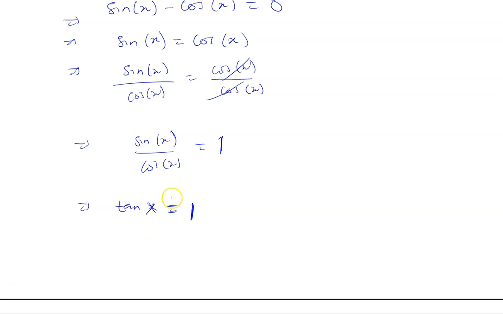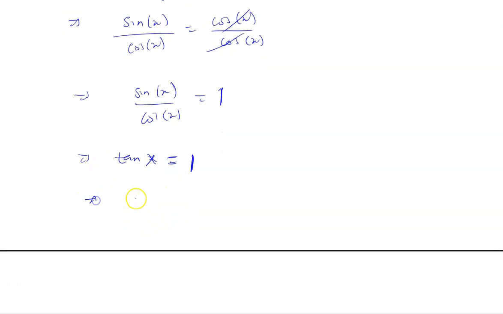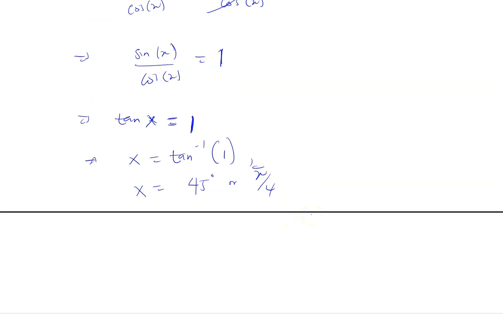Once we get that, what will be x here? x will be equal to tan inverse of 1. If it is degrees, then it's going to be 45. So x is going to be 45 degrees, or pi on 4. Pi on 4 is the radian form. If I have 45 degrees, then the radian is going to be pi on 4. So it's the same thing.